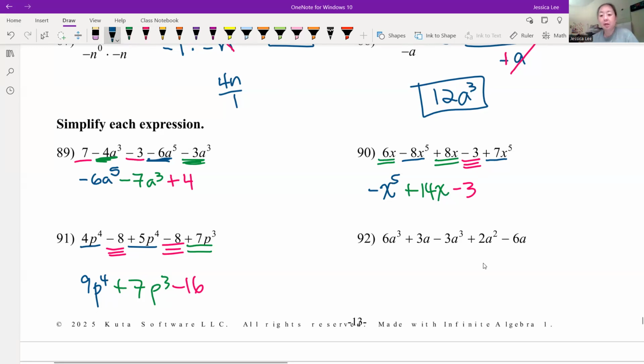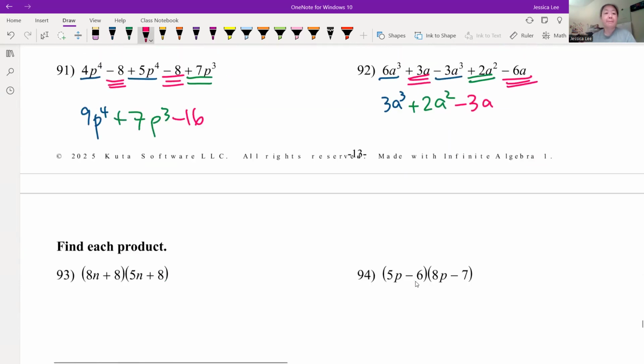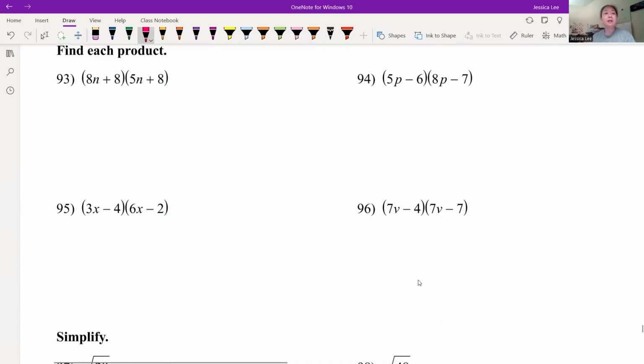All right, and again, our highest exponent is going to be this 3 right here. 6 minus 3 is going to be 3a cubed. And then we got an a squared. We got 2a squared, which is going to be plus 2a squared. And we have plus 3a minus 6a is going to be minus 3a. Simplify each expression. Done.